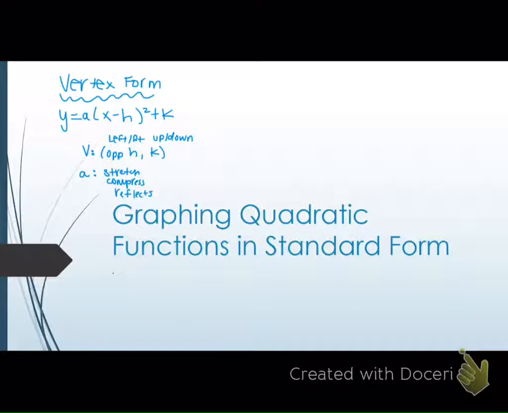standard form. In standard form, you cannot see the vertex just by looking at it, but you will still see your A value. Your A value will still be there, and this is the same A value that's in vertex form. So that A value does not switch. If it's negative, that means it opens down. If it's positive, it opens up. If it's bigger than 1, it's stretching. If it's between 0 and 1, it compresses. That A value is still going to be in there.